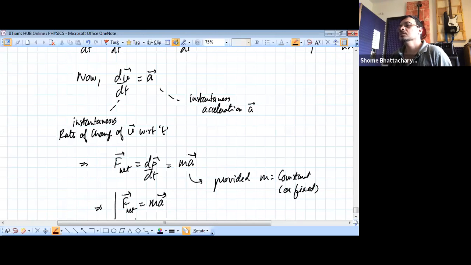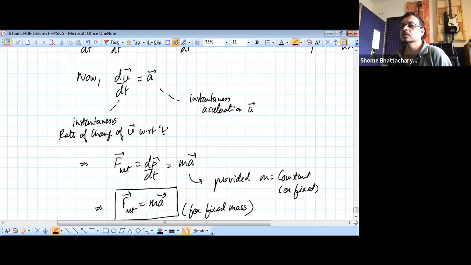commonly written equation, but this is a conditional statement, okay, for fixed mass bodies. Net force acting on it becomes mass into acceleration. I'll also explain what happens if the mass is variable. Then the equation becomes somewhat different.